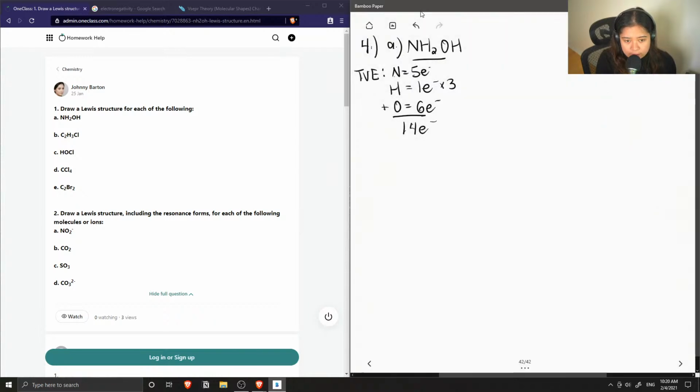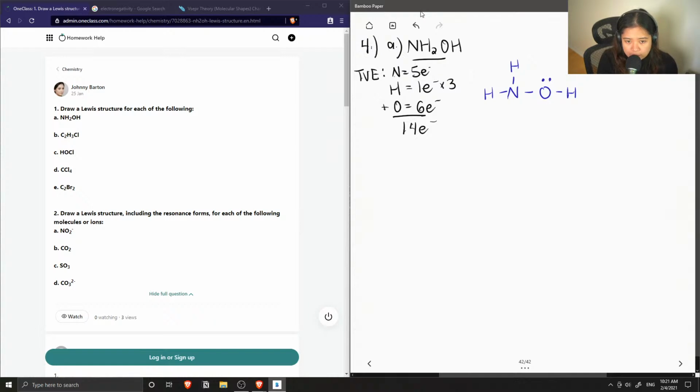So our nitrogen can be bonded with the 2 hydrogens, and the oxygen can be bonded with the second hydrogen. So this is the skeletal structure of our compound, and if we were to count out all the electrons we have so far, where each bond contains 2 bonding electrons, we only have 8 out of the 14. So we need to draw out 6 more.